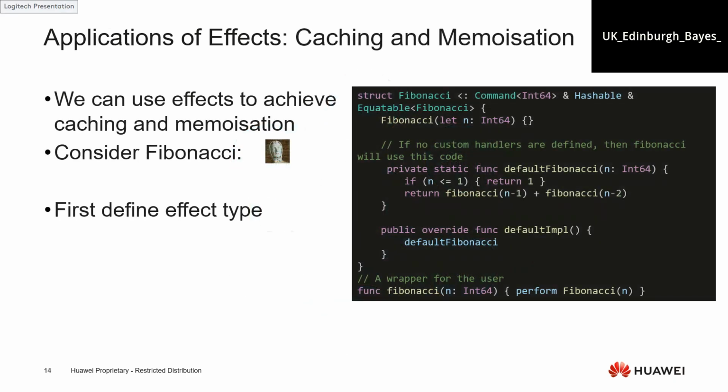So caching and memoization using effects is something we can do. So consider the Fibonacci function. I suppose everyone's familiar with the Fibonacci function. We want to optimize this using caching because it's trivially easy to do, and we want to do this using effects. So we have our existing Fibonacci function, and we've decided we want to go for an object-oriented approach here. So we have our default Fibonacci function, which just does it normally. We have our effect type here, which implements the command type, and we call it the Fibonacci effect.